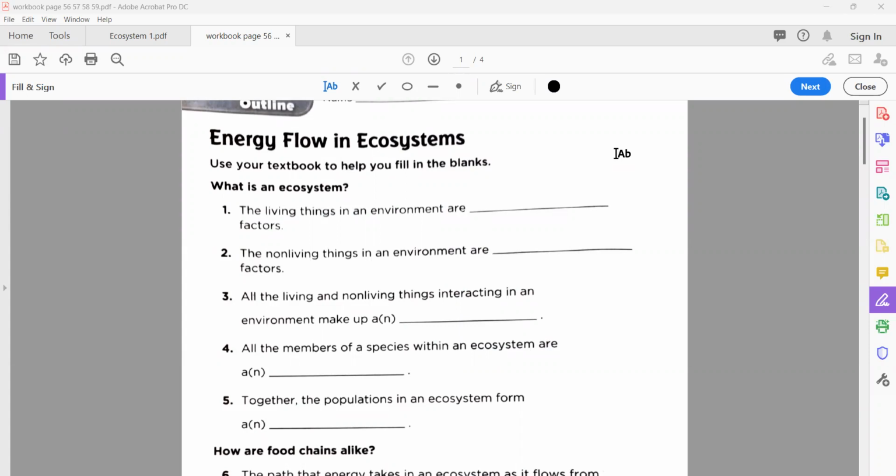Today we're going to solve your workbook page number 56. That is your chapter 3 and lesson 1. So I'm going to first mention here that it is your page number 56. Okay, so let's start this one.